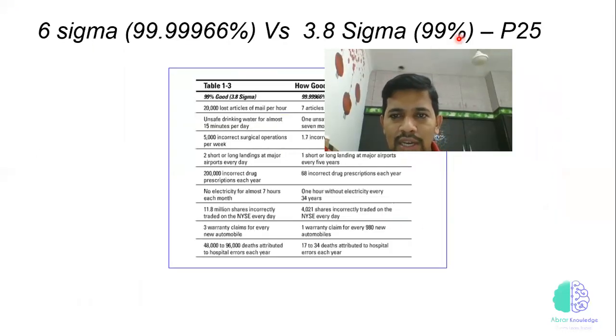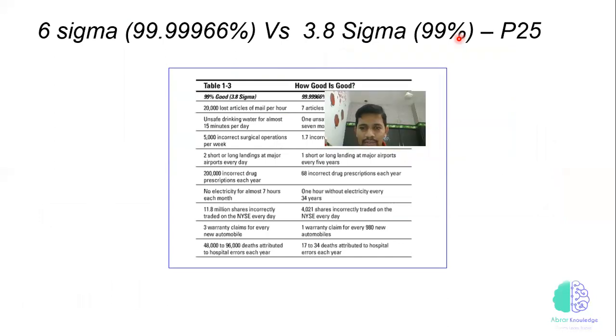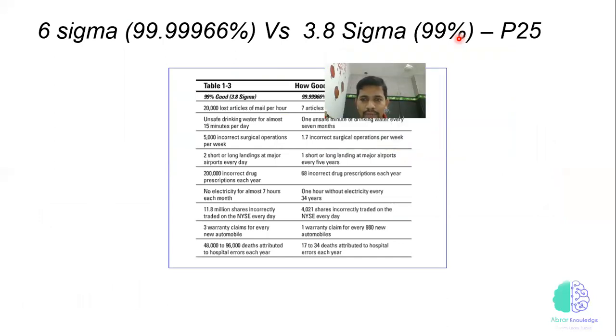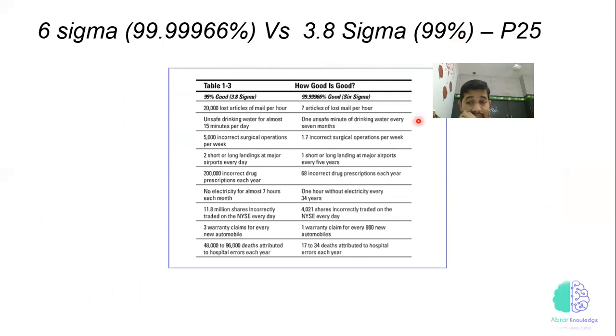So this is the last slide of mine. Let me go ahead. For example, let's say accuracy is 99. When I say accuracy, I mean that out of 100 products, 99 are coming good and only one product is coming defective. So that means it is 3.8 sigma. In terms of percentage, it is 99 percent.